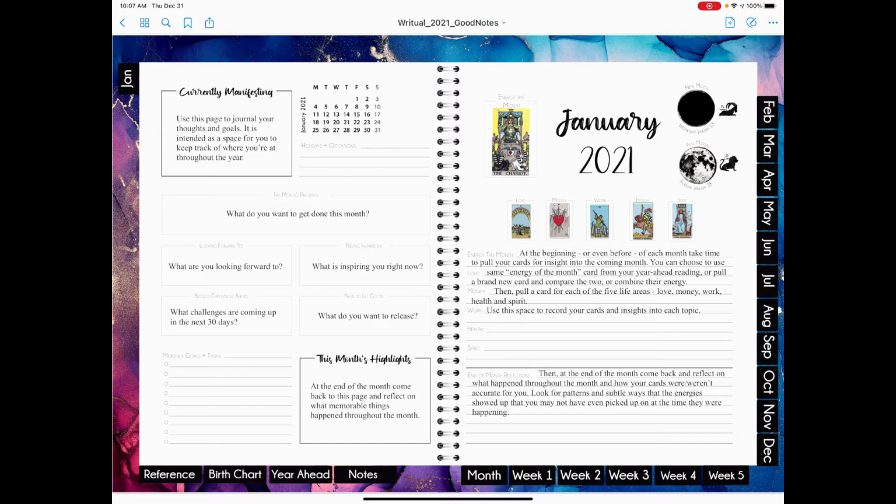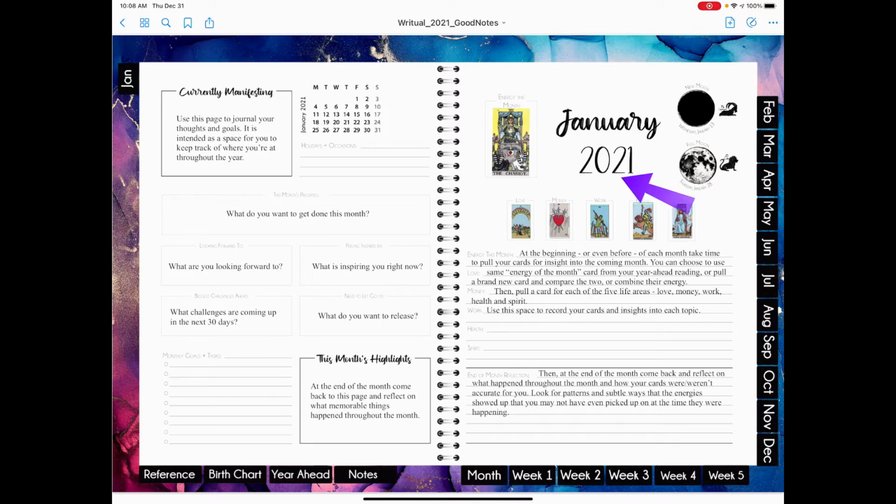At the bottom, there's this month's highlights, that I intended for you to save until the end of the month. And then you can kind of look back and reflect and be like, oh, this is what was really great, or really big this month. On the right-hand side, then, is your tarot spread for the month.